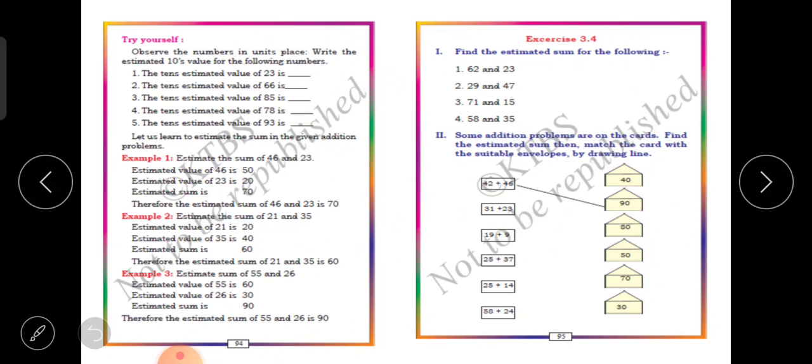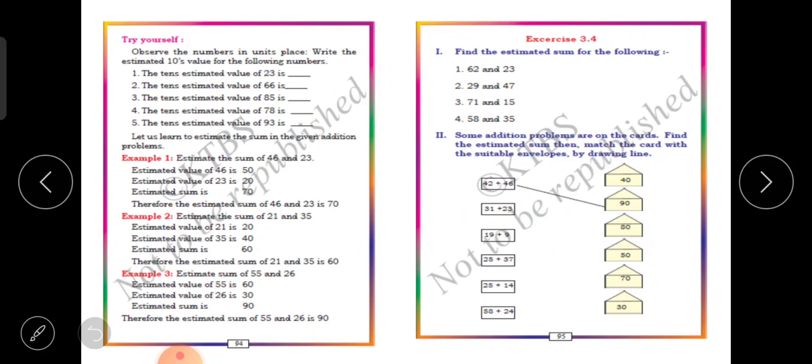So now find out the estimated numbers for the following: 62 and 23. What is the estimated number of 62? 60. What is 23? 20. Then you are going to add. How are you going to add? For example, 62 is 60 and 23 is 20. So add 60 plus 20. What is 60 plus 20? It is 80. So therefore the estimated sum of 62 and 23 is 80.